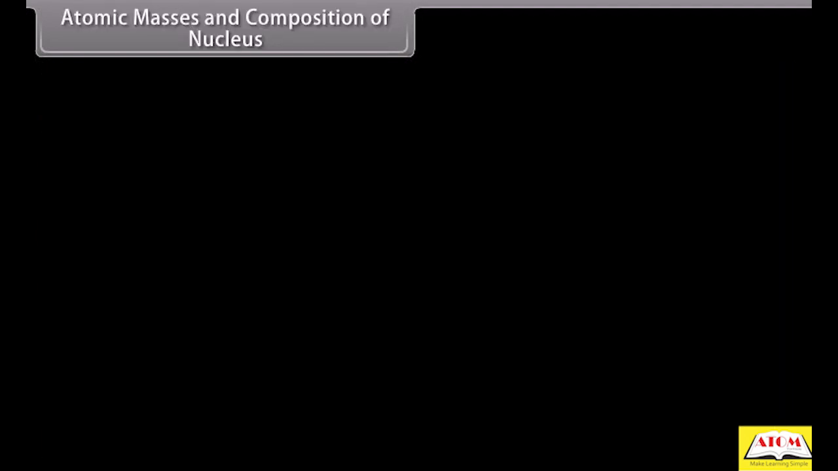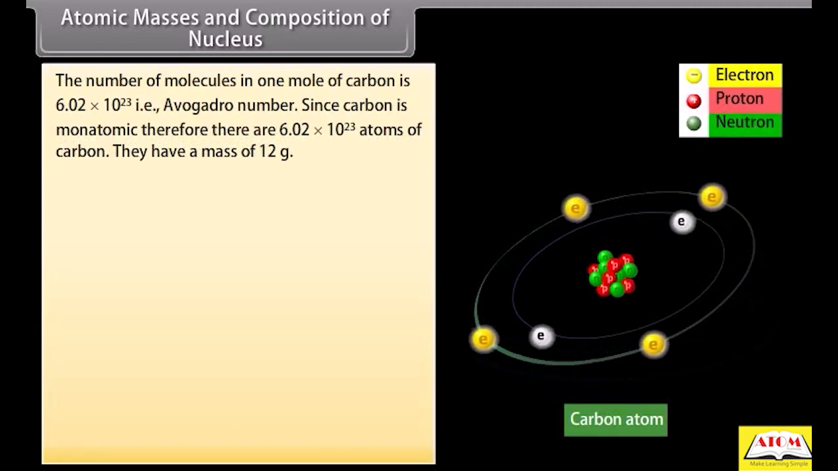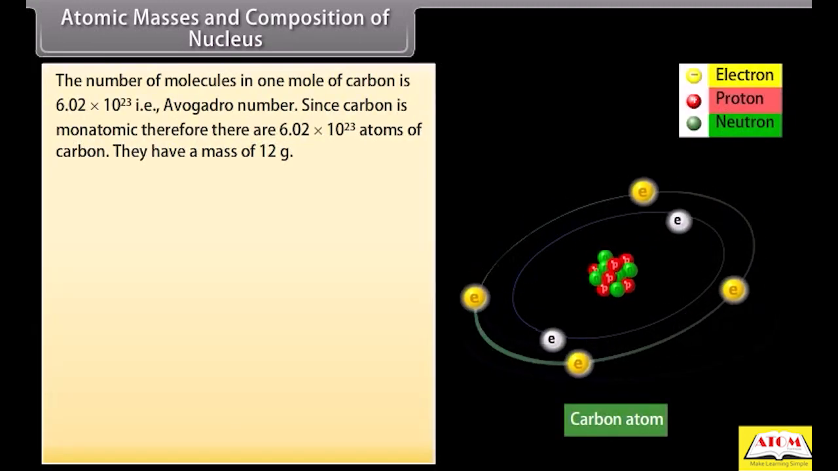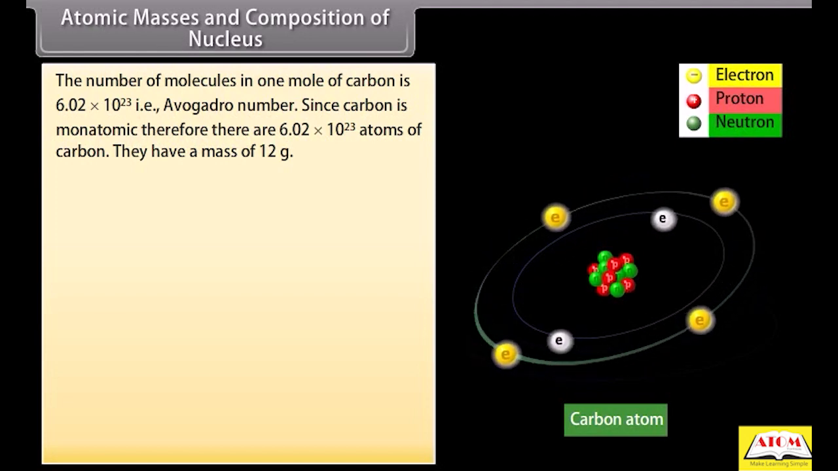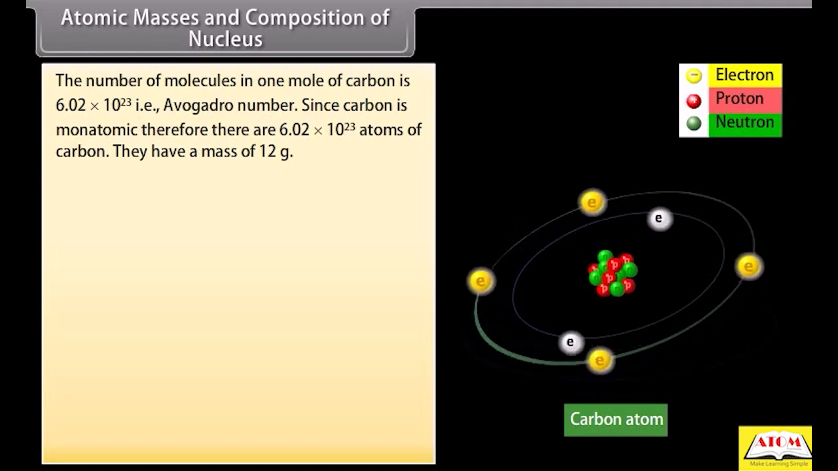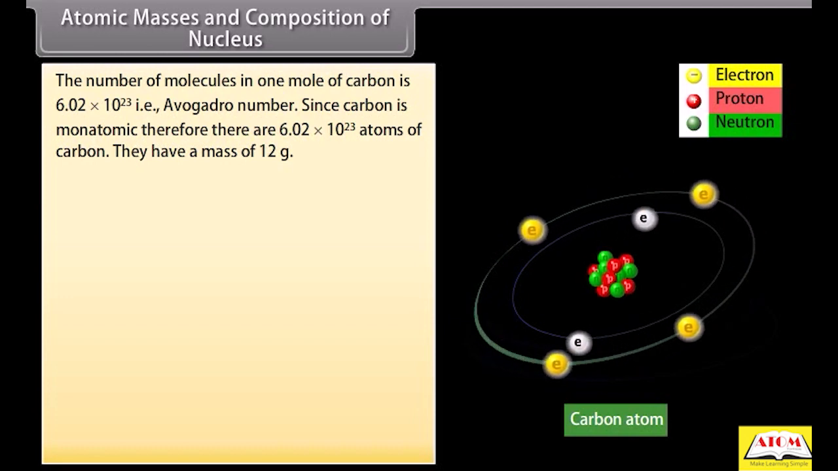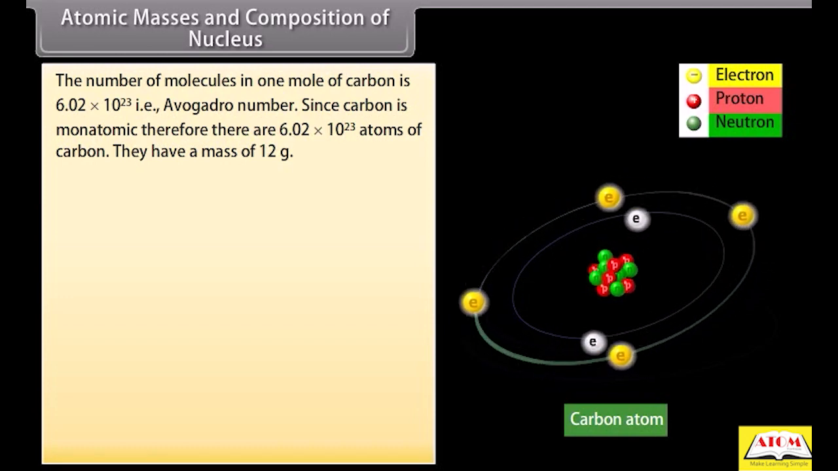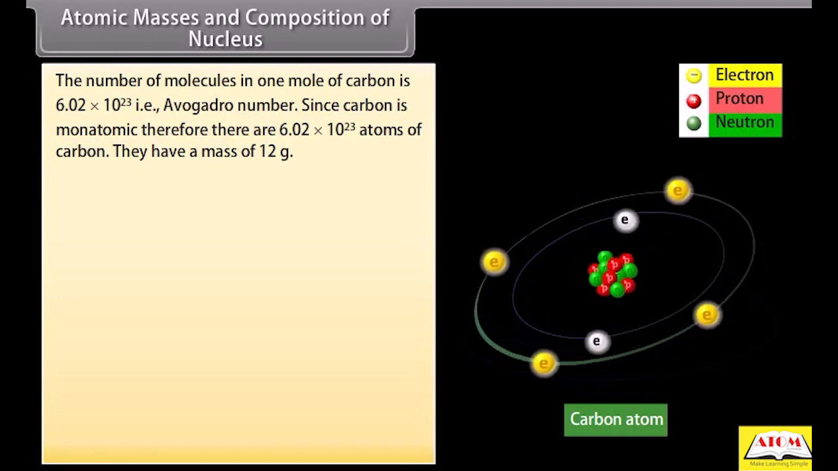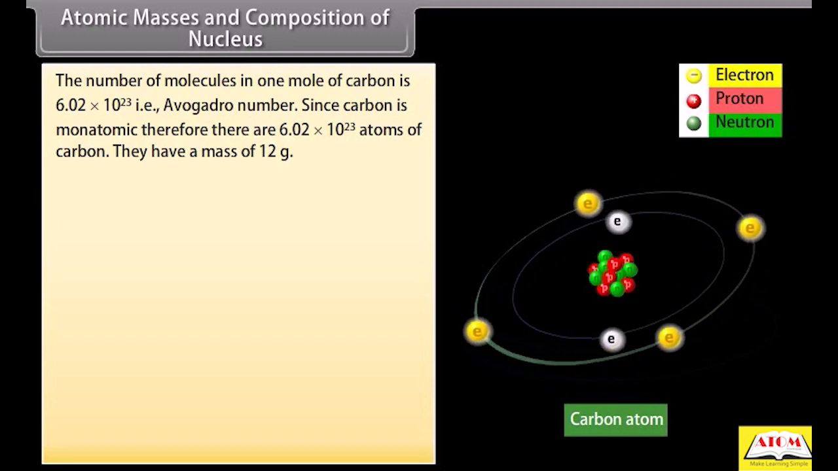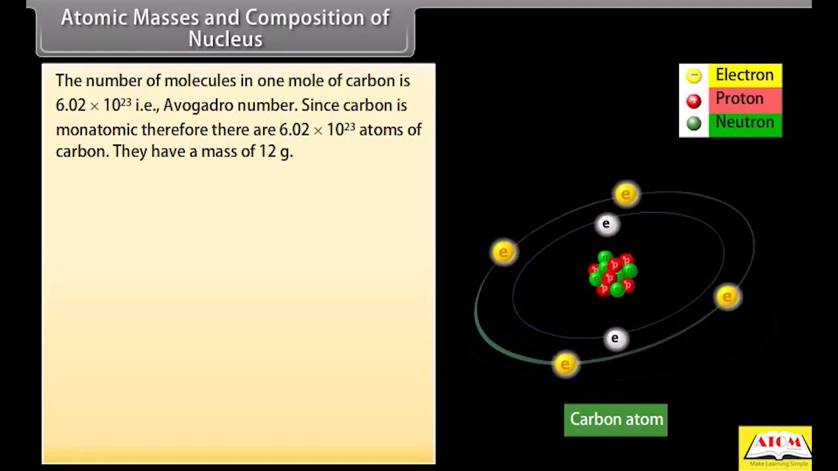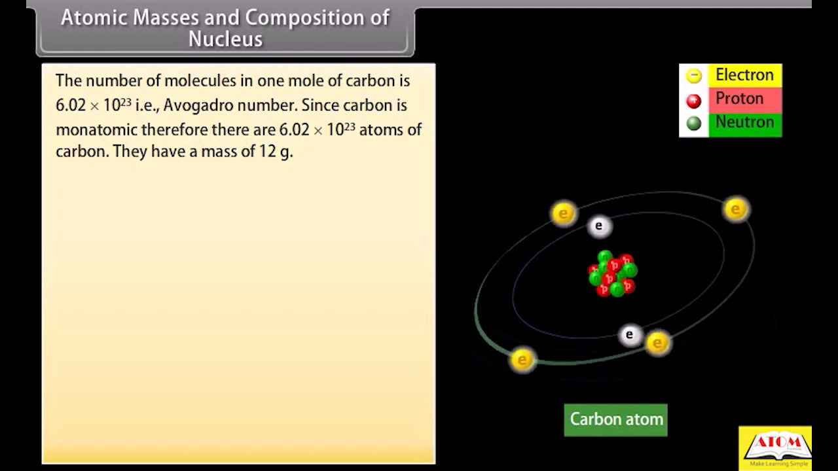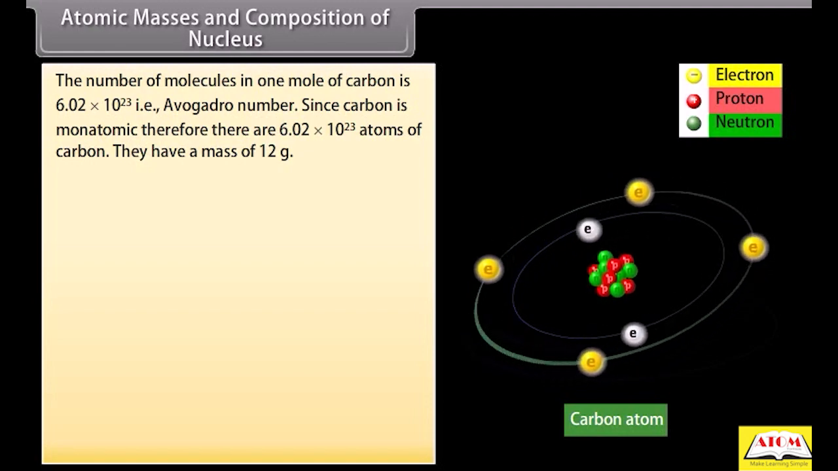Atomic masses and composition of nucleus. The number of molecules in 1 mole of carbon is 6.02 into 10 raised to the power 23. That is Avogadro number. Since carbon is monoatomic, therefore, there are 6.02 into 10 raised to the power of 23 atoms of carbon. They have a mass of 12 gram.